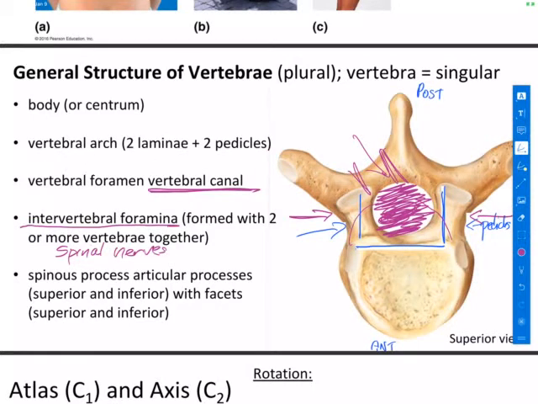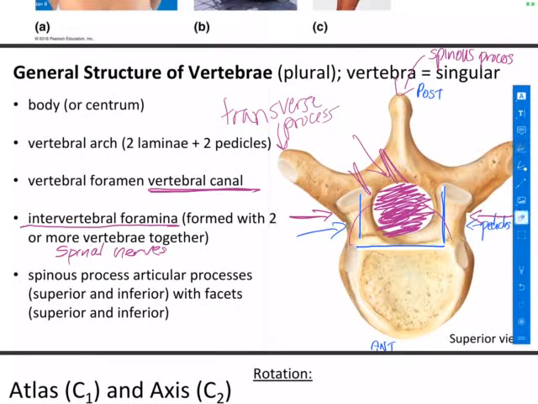Okay, we also have some processes that you probably noticed. There are 2 transverse processes, this being one and this being the other. So this is the right transverse process and this is the left transverse process. And there is a spinous process. The spinous process is found right here. And this is what you feel when you run your fingers down the center of your back. We call it the spine.